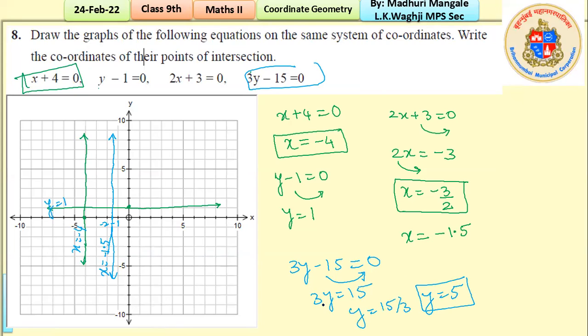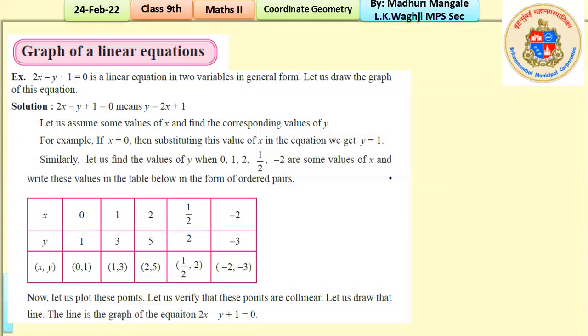That means the line will be passing through y equals to 5. So check where is 5 on the y-axis, and then draw a straight line which is passing through y equals to 5, and it should be parallel to x-axis. Okay, I hope that's clear. This type of questions are super easy.